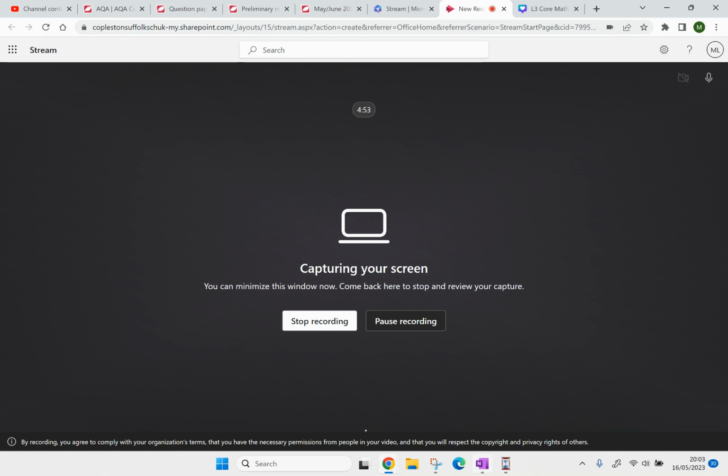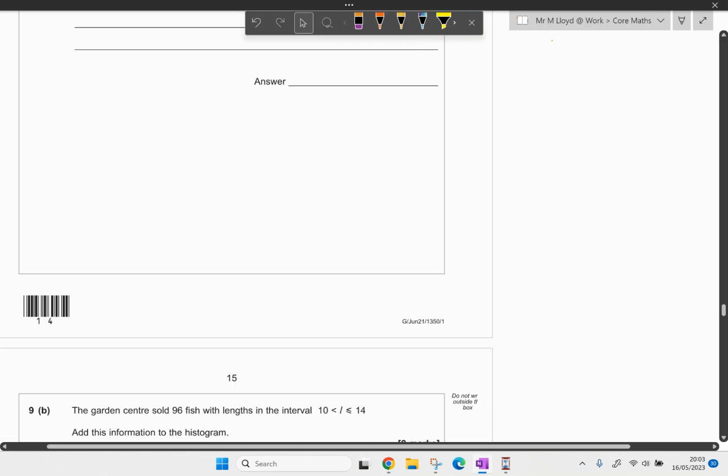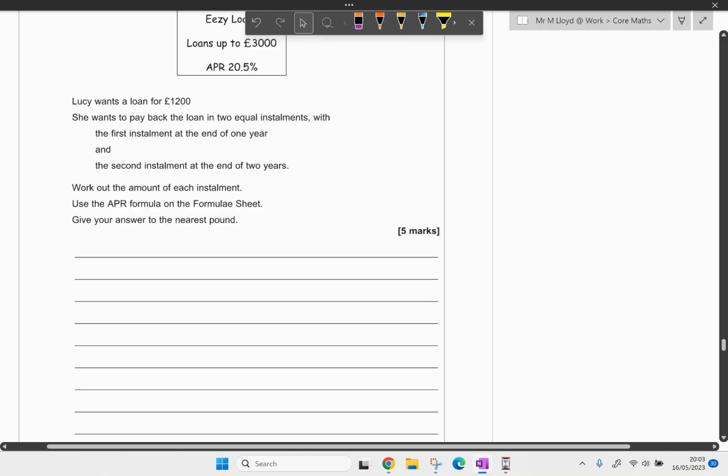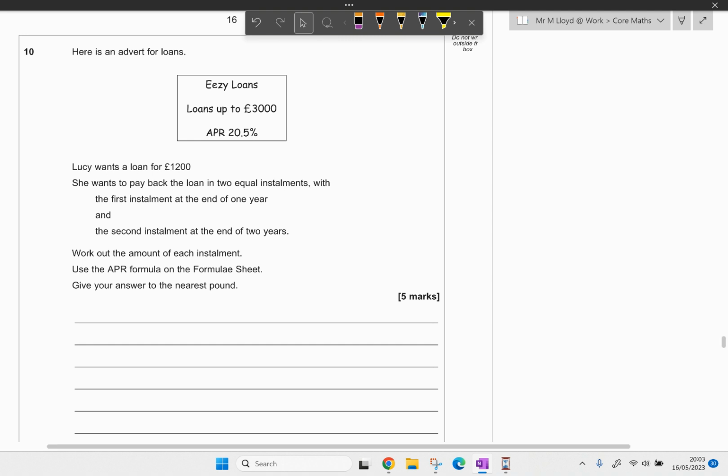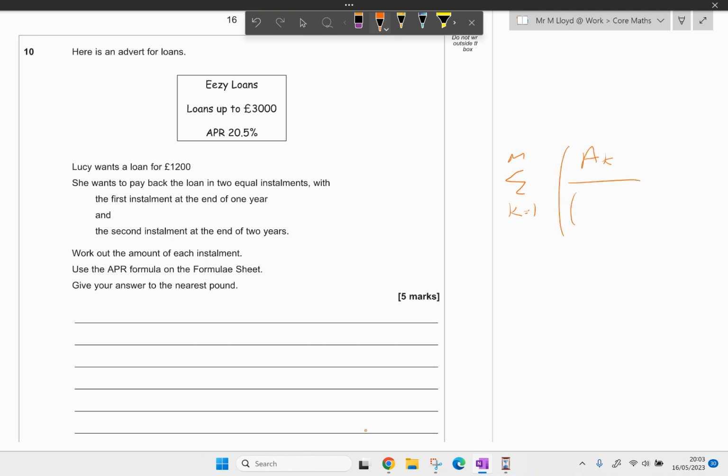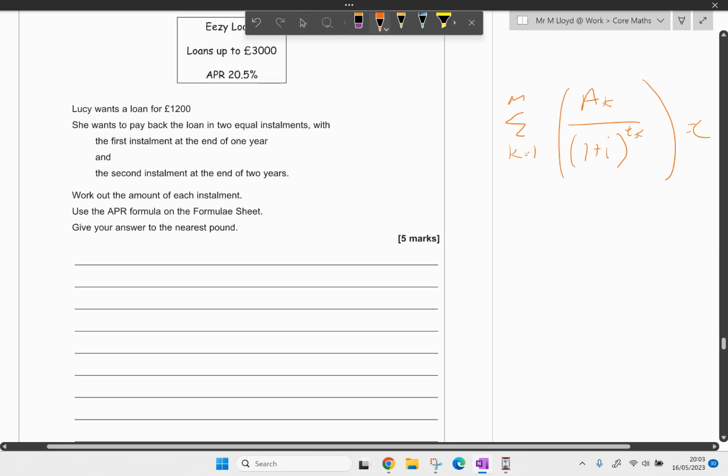Okay, 4 minutes to the last one. I can do this. Okay, this is hard without the calculator, but I'm going to try and make it work. So on the formula sheet says, right, the sum of k equal to 1 to m, a_k over (1 plus i) to the power t_k, and that's all in a bracket. Basically what this means is, right, and this is all equal to C.